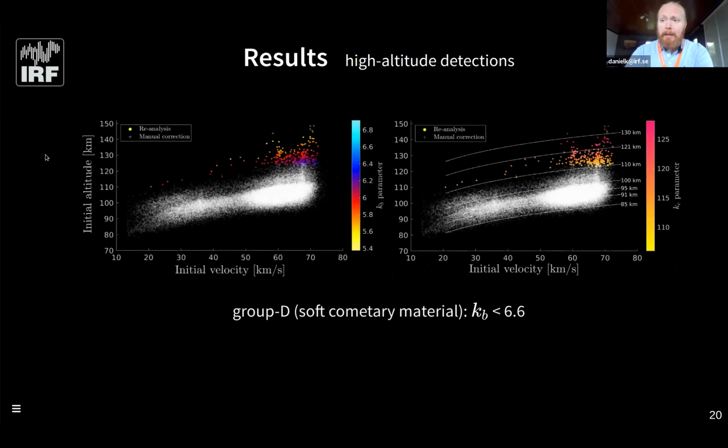So if we look a little bit at the material composition, just the first order look is this KB parameter. And pretty much all of these are classified according to that as soft cometary material. Now this is just the first order check calculating this. And what remains to be done is looking at these more thoroughly and figuring out what makes them ablate at such a high altitude, or produce an echo, I should say, at such a high altitude.